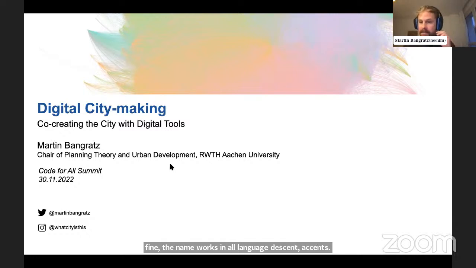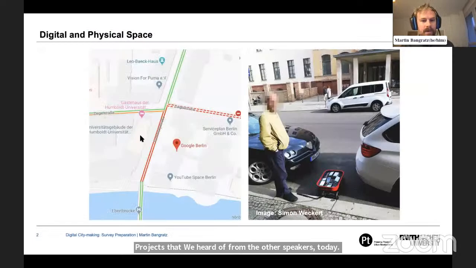So my presentation is different in that I'm not presenting a civic tech project per se, but I'm presenting a small part of my ongoing PhD research, on a topic that I call digital city making. So I basically look at civic tech initiatives such as the local chapters of Code for All, or the projects that we heard of from the other speakers today, from a perspective of urban planning.